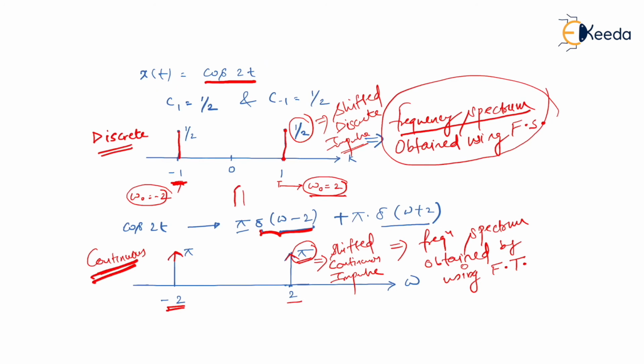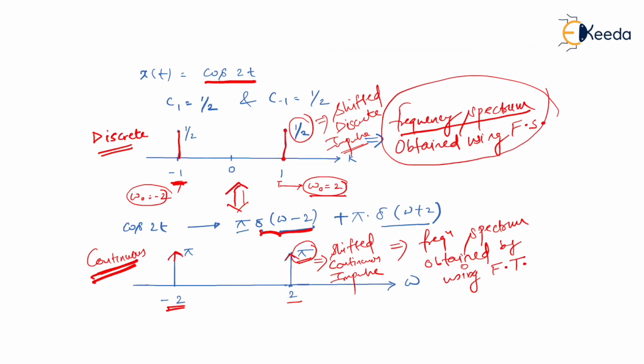I wanted to equate these two structures. The first structure is also a frequency spectrum, the second structure is also a frequency spectrum. The only thing is how those frequency spectrums are obtained. The first frequency spectrum is obtained by using a tool called Fourier series, and the second frequency spectrum is obtained by using another tool called Fourier transform.